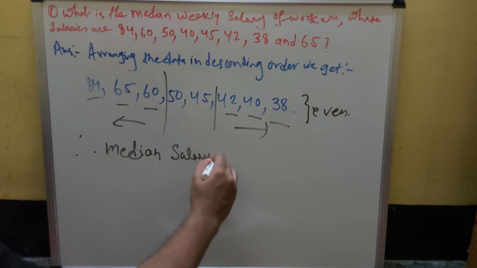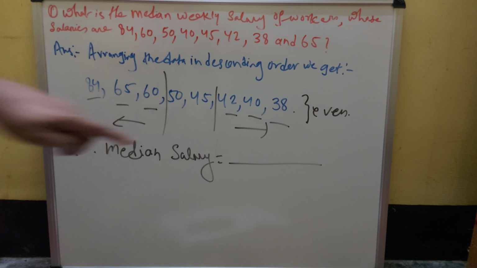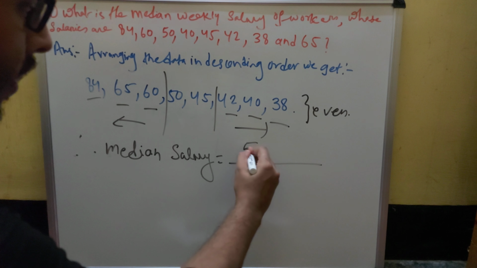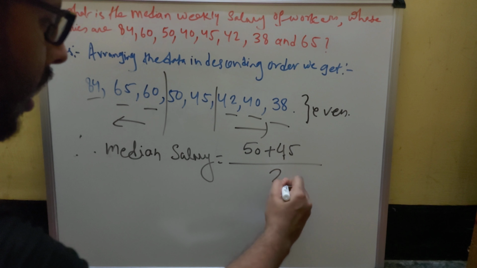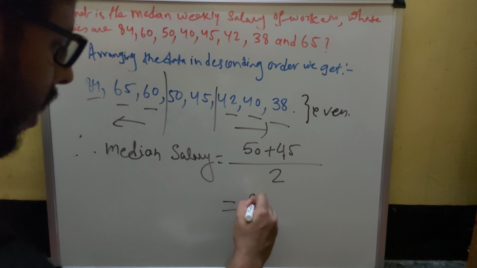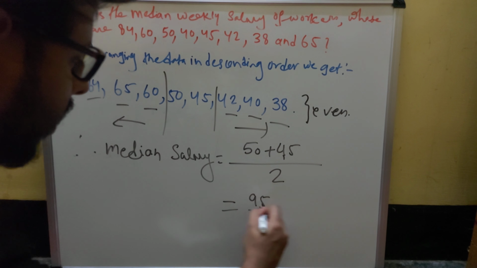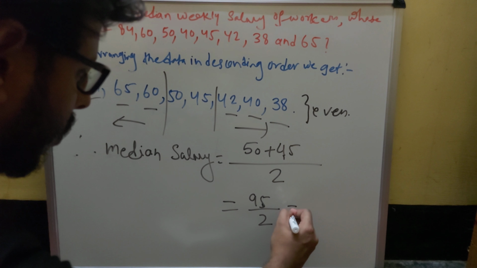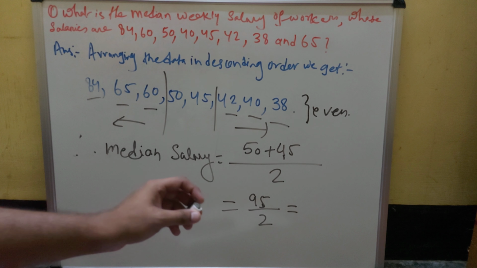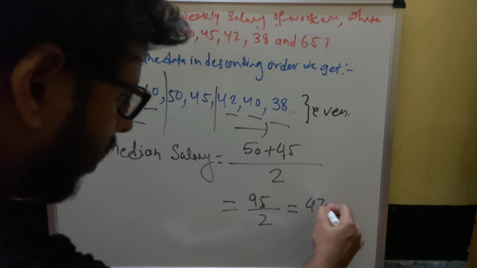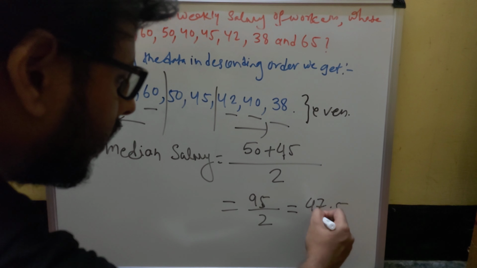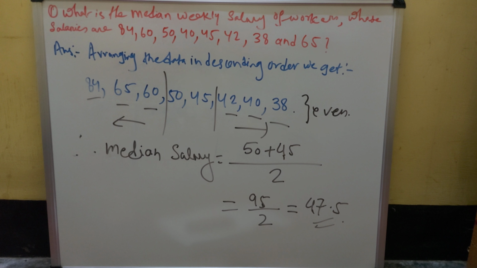Median salary equals to, কি লিখবো এখন আমরা? 50 plus 45 divided by 2, 95 divided by 2. Clear? এইভাবে আমাদের করতে হবে। So it will be how much? 47.5. This is your answer. Clear? এটা সবাই বুঝলে কি করলাম?